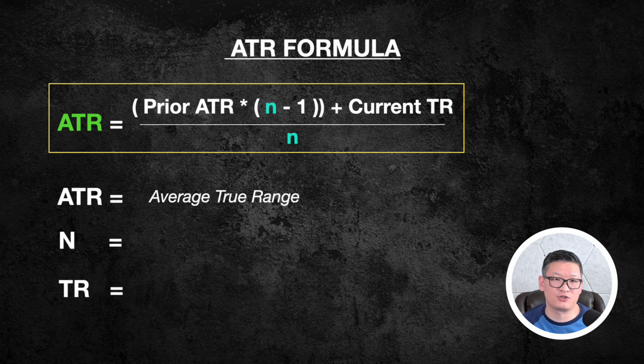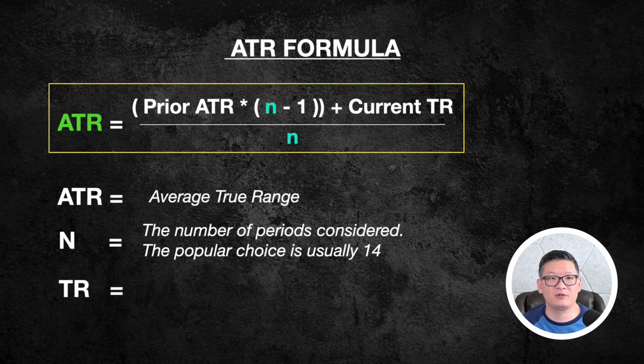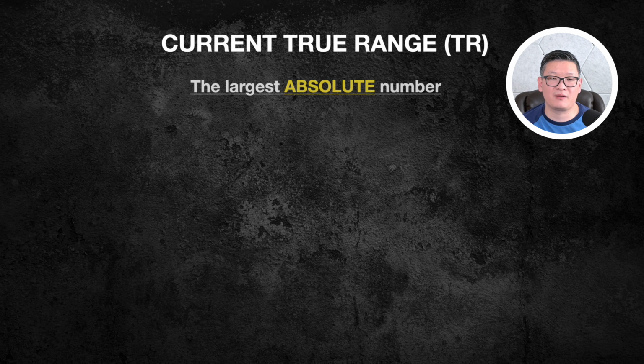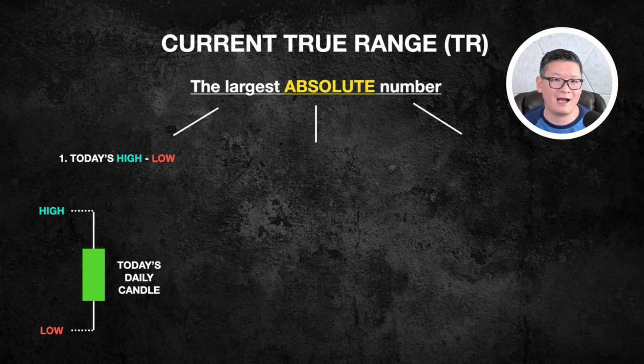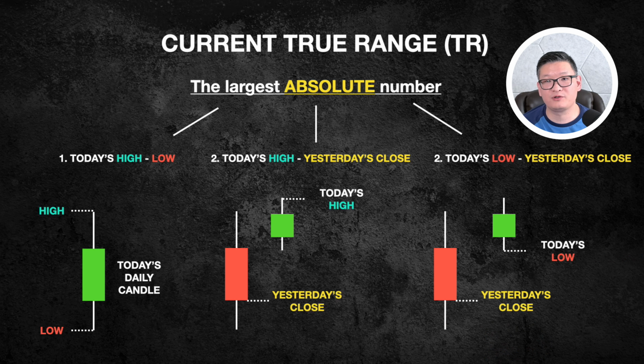ATR stands for average true range. N stands for number of periods considered. The popular choice is usually 14. TR is the current true range. TR is basically the largest absolute number. It is usually selected out of three numbers that result from doing the following calculations. The first, today's recorded high minus the low. The second, the absolute value of today's high minus yesterday's close. The third, the absolute value of today's low minus yesterday's close.